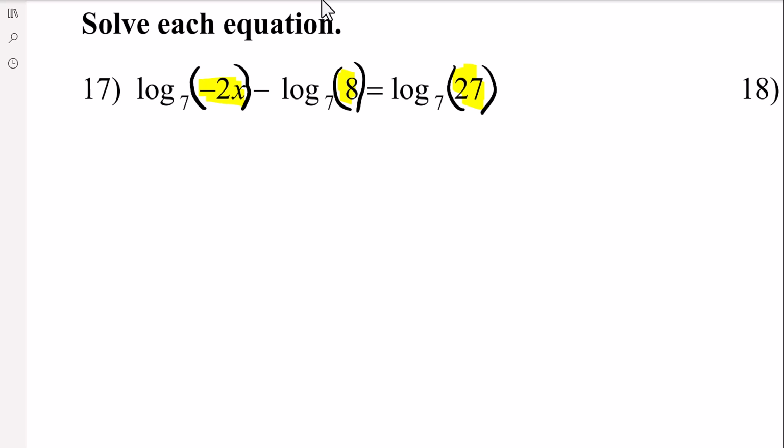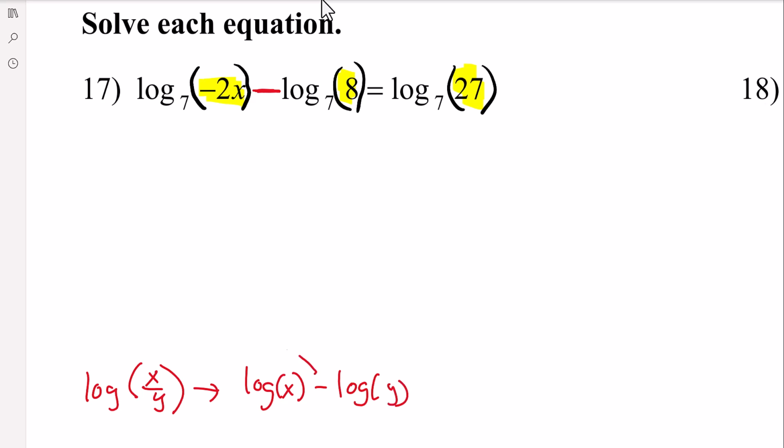The part that you need to contend with is this part. And remember, we're talking about properties: dividing logs expanded to subtraction if the base numbers are the same. So we've got a subtraction, so we have to go backwards. So this would be the numerator. This would be the denominator.